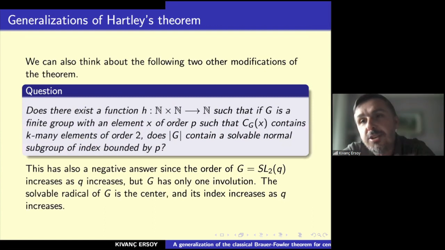So let's try to modify the question in a different way. Does there exist a function h from N times N to N such that if G is a finite group with an element x of order p, instead of counting the elements of order p, I want to count the involutions in the centralizer? Does G contain a solvable normal subgroup of index bounded by p?